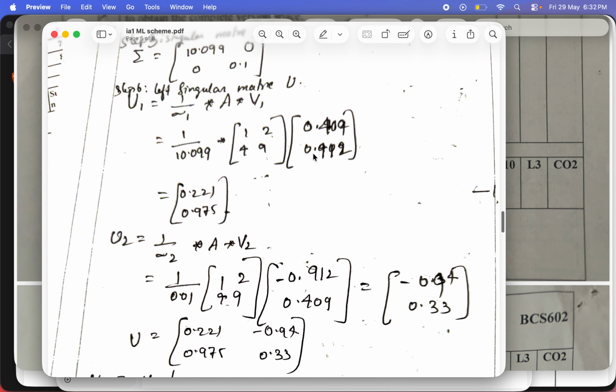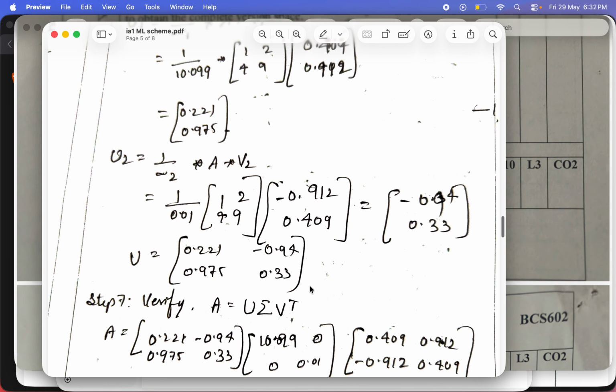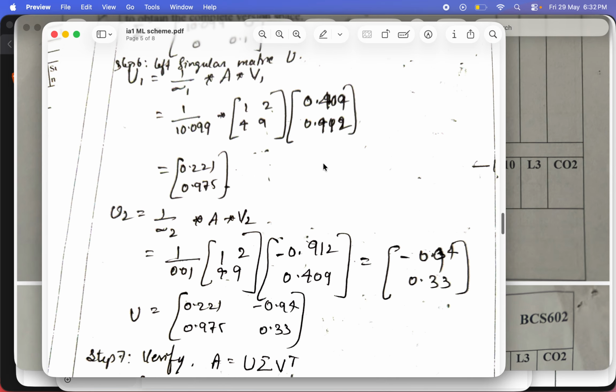Similarly, sigma 2 is 0.1. You substitute all the values, v2, A as well as sigma 2, and you will get this as the answer. Again U equals u1 and u2. So u1 is this one and u2 is this one, and that is written here.